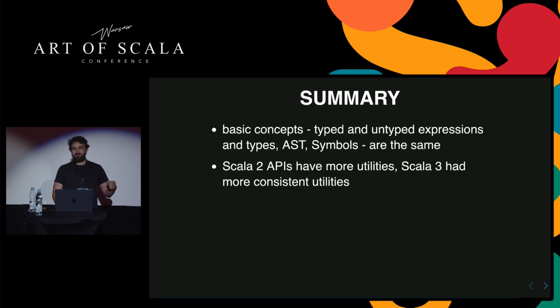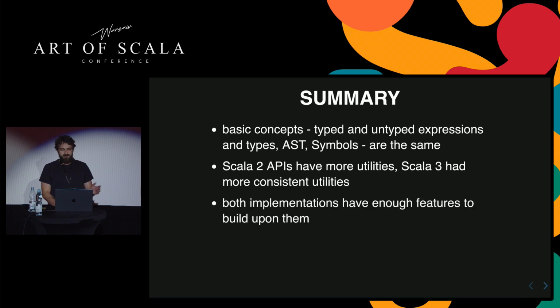However, when you get deeper and deeper, you can see that Scala 2 has a little bit more utilities. I haven't shown all of those useful utilities that you might be missing. For instance, in Scala 2, you can check if a definition is public, so that you could call it. While on Scala 3, you basically have to check all the flags: if it's not private, if it's not protected, if it's not package private, package protected, all of that. So it's much more mundane, but at least you don't have bugs not fixed for 10 years. Still, both implementations have enough features to build upon them.